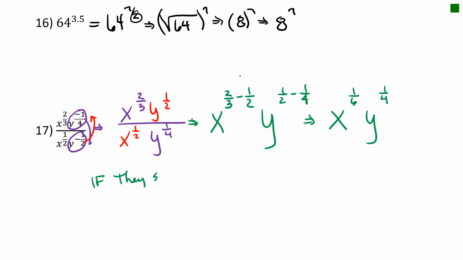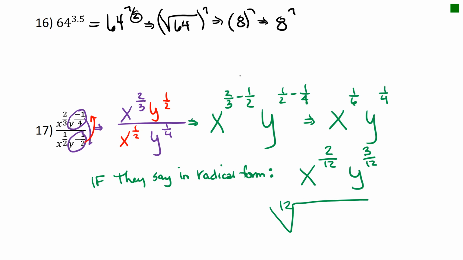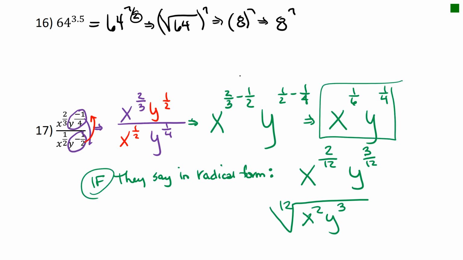they say in radical form. Oh, only if I can embrace my inner Stella. What would we have to do? We can't put them under their own little radicals. I would put them both to the power of 12. 1/6 is going to be 2/12. 1/4 is going to be 3/12. So in radical form, I'd have to go to the 12th root of x squared y cubed. If they do not say that, that's an acceptable answer. But there are going to be times in your life when you're going to need that answer in your future mathematical career.